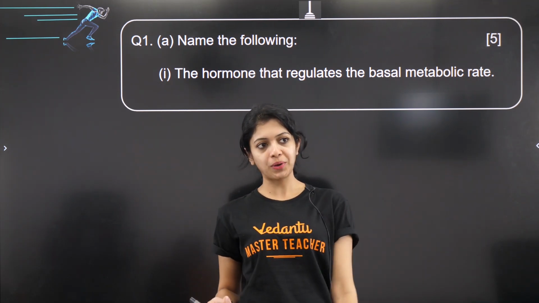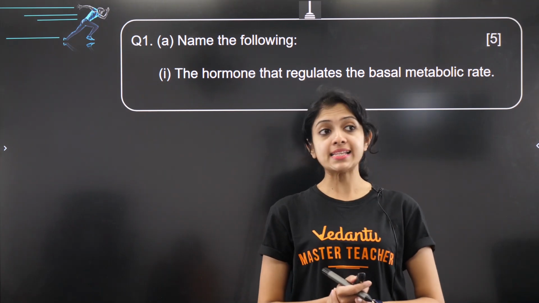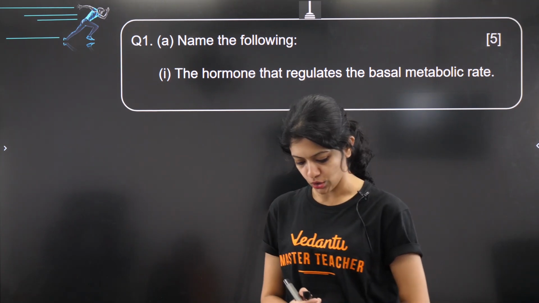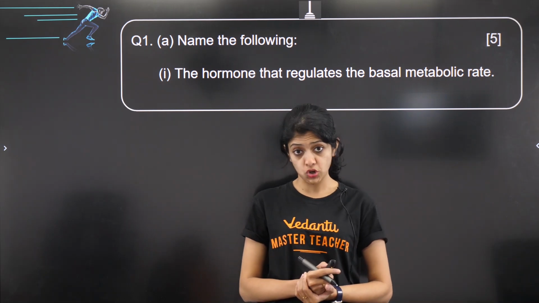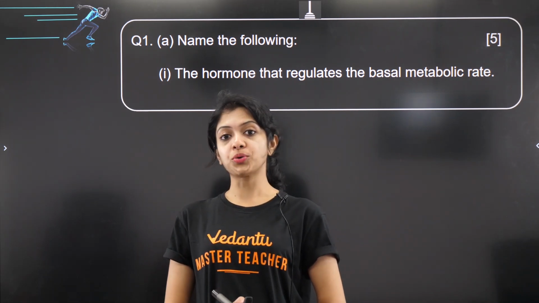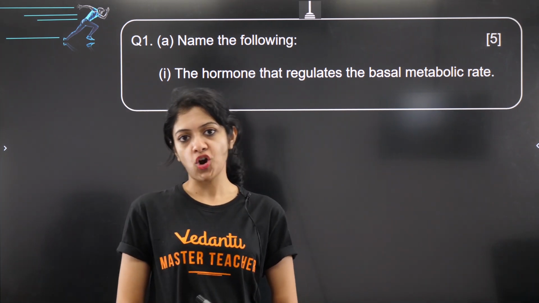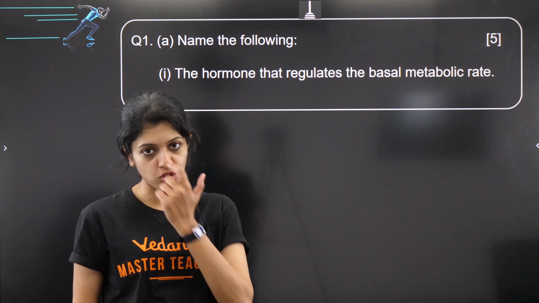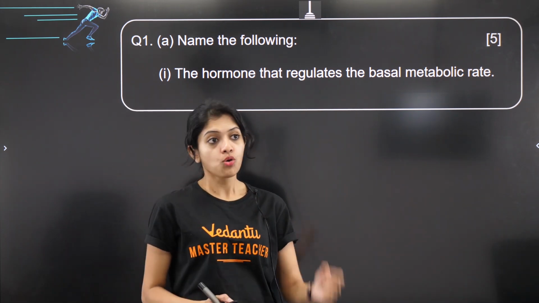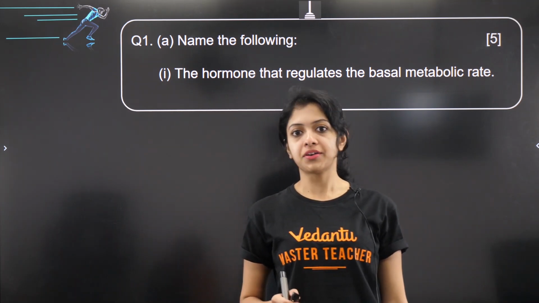Yes, so this is the question. The hormone that regulates the basal metabolic rate. Just think about it. Which chapter are we talking about? Yes, we are talking about the chapter Endocrine System. And we've discussed a lot of major hormones that play a role in the human body. And among them, which is the one that regulates the basal metabolic rate?